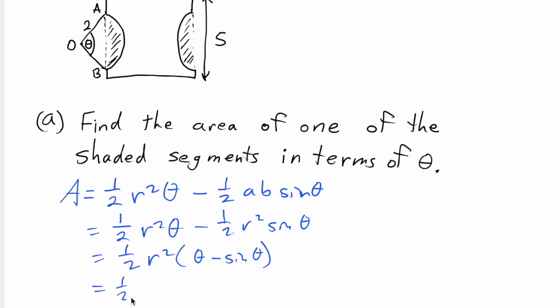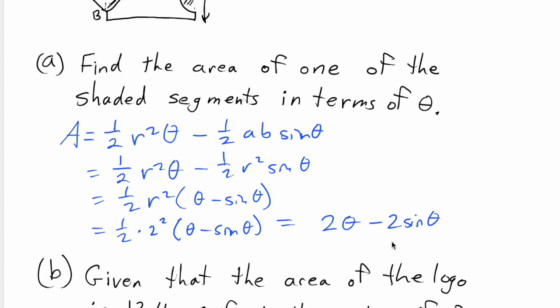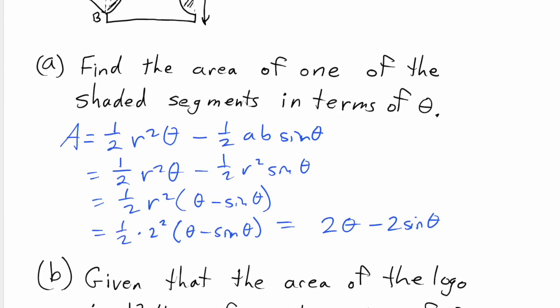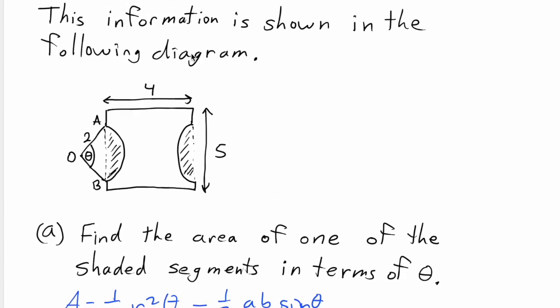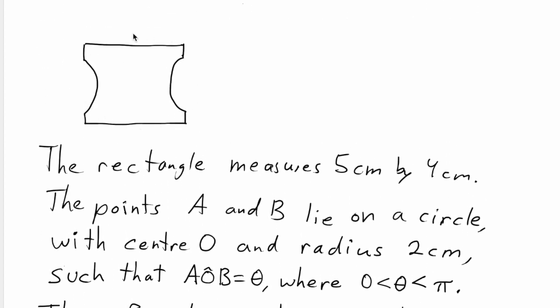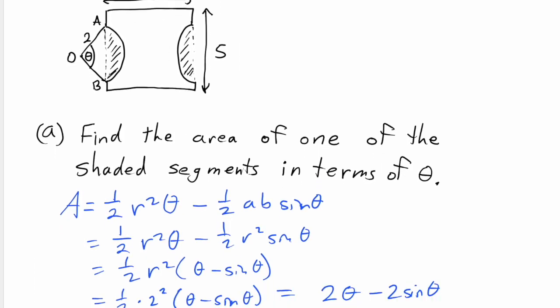In our case, the r equals 2, and we don't know the theta, so we just write it like this, which equals 2 theta minus 2 sine theta if you expand the brackets. Okay, that's part A. Part B says, given the area of the logo is 13.4, find the value of theta. So the logo, remember, is this. It's the whole rectangle minus 2 of those segments we just found the area of.